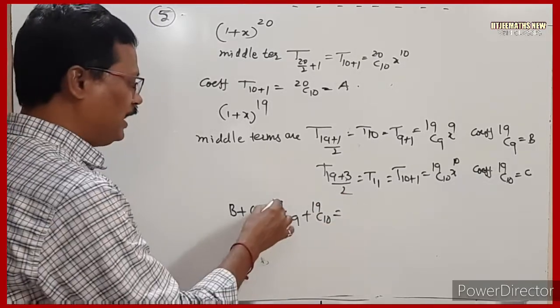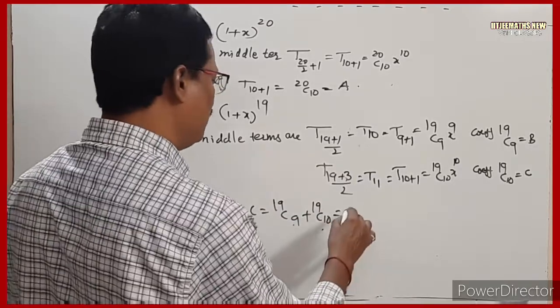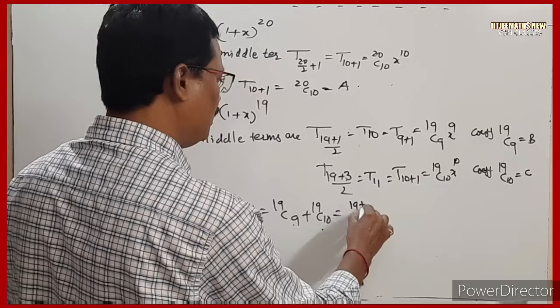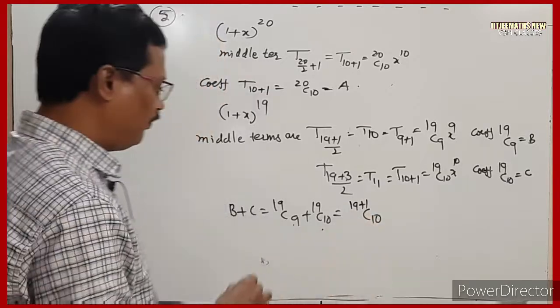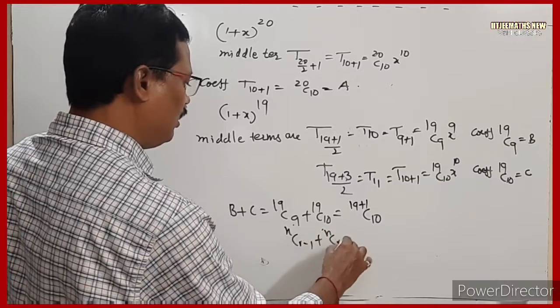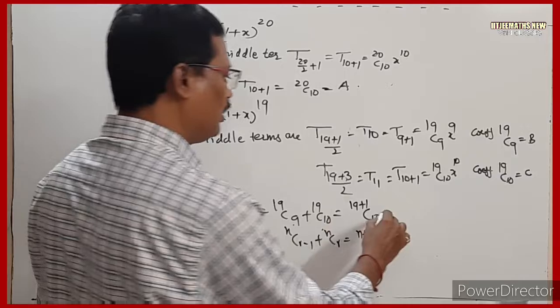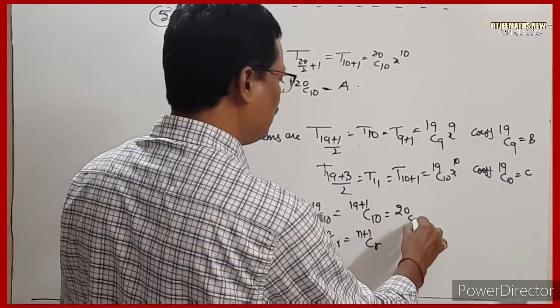Now, nCr-1 plus nCr, this will be (n+1)Cr. Therefore, this is nCr-1 plus nCr, which will be (n+1)Cr. Therefore, this is 20C10.